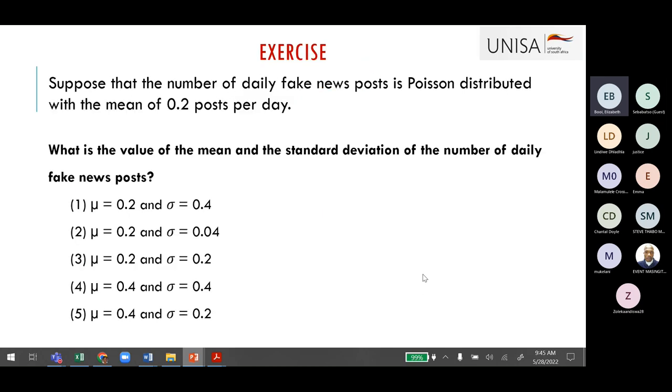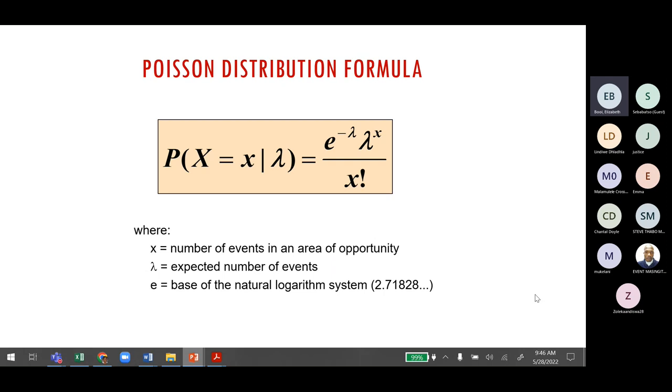I'm not going to ask you to calculate this because it's easy to do the mean and the standard deviation. We just did that. Now let's talk about the Poisson distribution formula. With Poisson, you also need to know how to calculate this Poisson by using the formula, which is your E on your calculators.